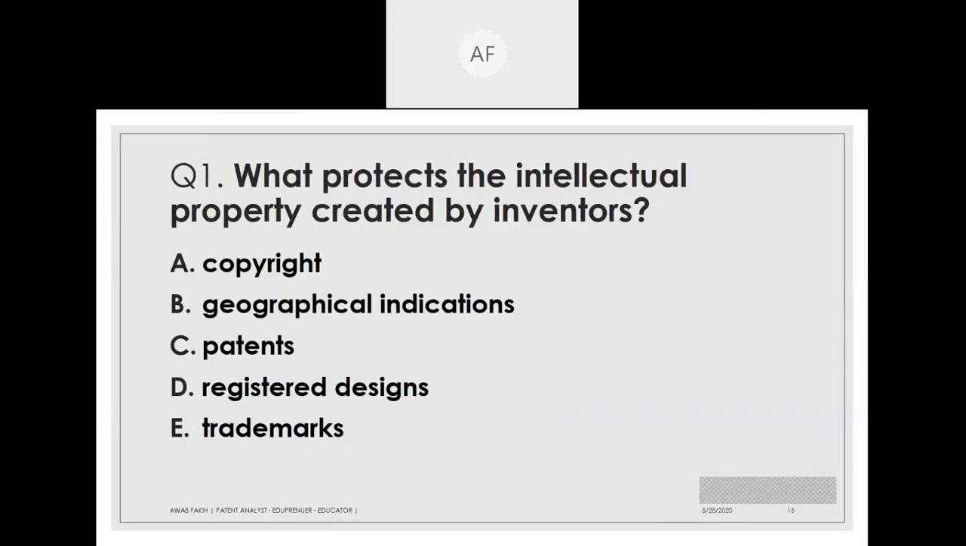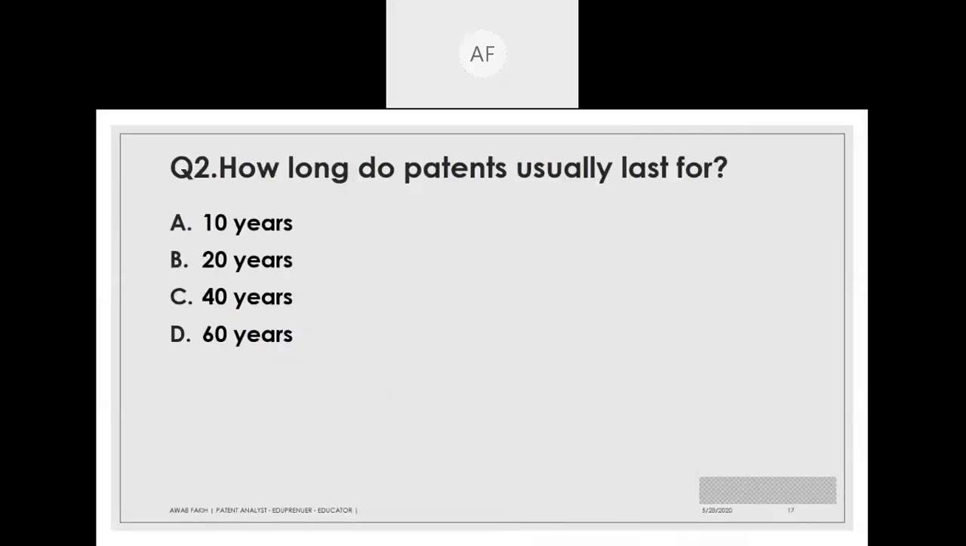What protects the property created by the inventors? A, B, C, D, E. What's your answer? You'll have 15 seconds for every question. That's it. Next question. You can answer question number one, the answer is this. Question number two, the answer is this, to avoid confusion in the chat room.